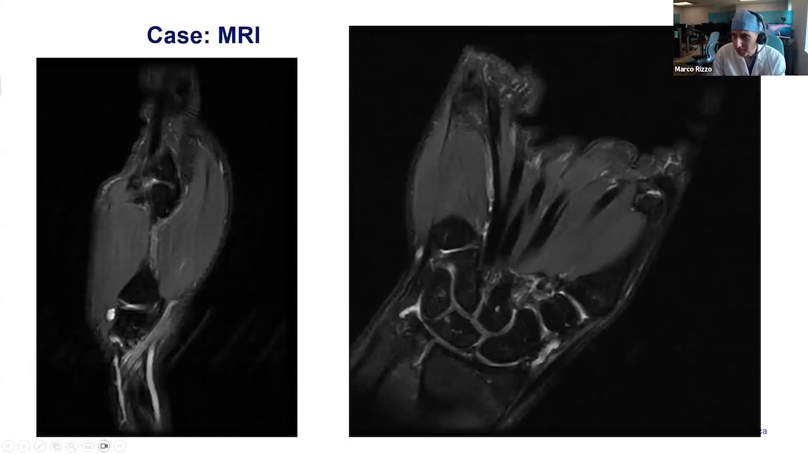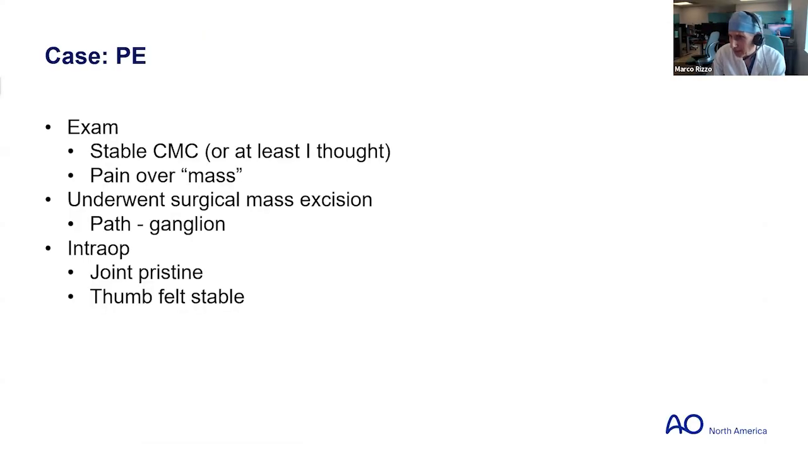At the time I saw him, and this was a good learning case for me, he felt stable. He had pain over the mass. I did operate on him. I removed the mass. It came back as a ganglion. His joint looked pretty good. I did a sort of a Wagner type incision almost, but not quite to the extent that I would do for more aggressive surgery.